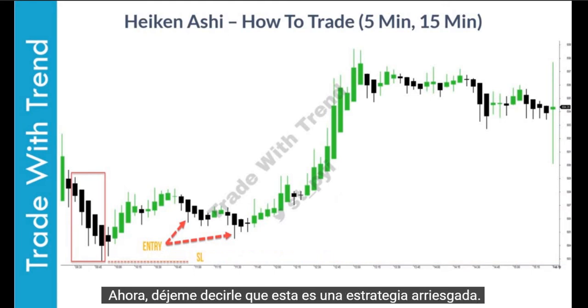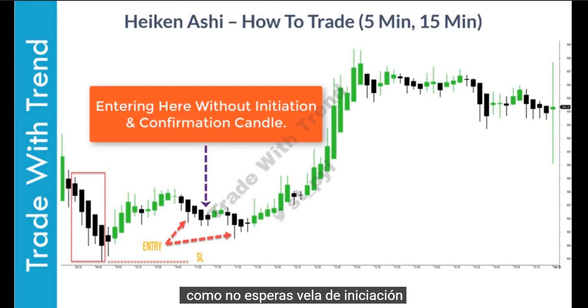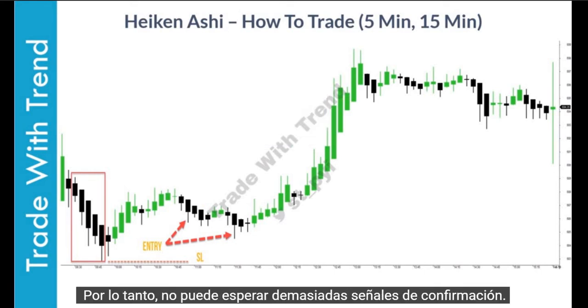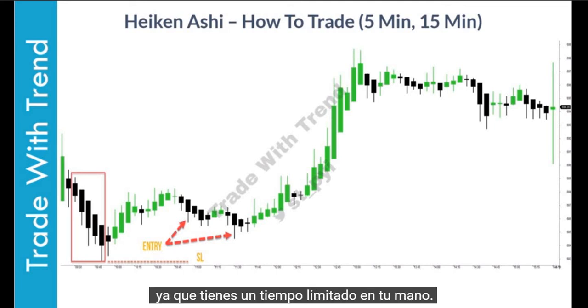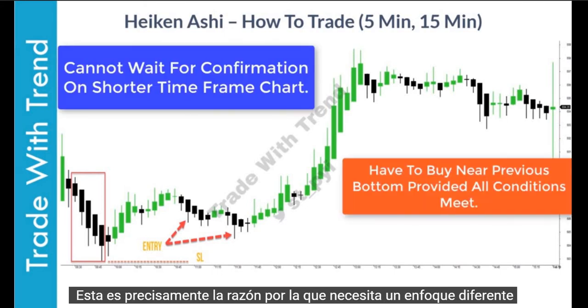Now let me state that this is a risky strategy as you are not waiting for an initiation candle and confirmation candle. On a shorter time frame chart, by the time you wait for an initiation and confirmation candle, 80% of the move will already be done. Therefore, you cannot wait for too many confirmation signals as you have limited time on your hand. This is precisely why you need a different approach on a shorter time frame chart and a different approach on a longer time frame chart.